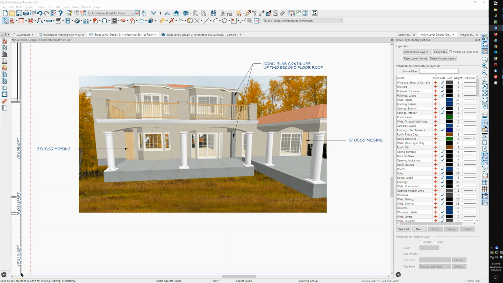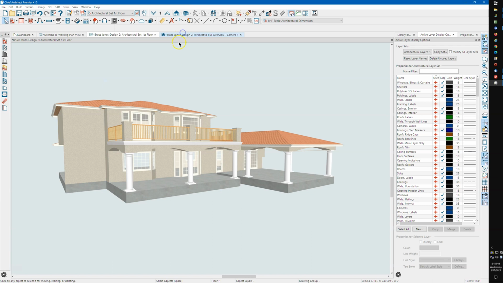All right, I'm using X15, and this was a plan that was posted on Chief Talk, and it's got a couple problems. It's got some stucco missing here, stucco missing over here, and this footing, I think, extending up this wall. So let's look at a 3D.